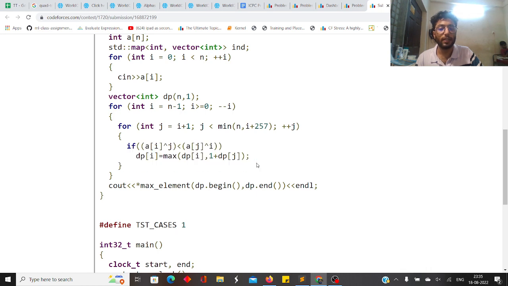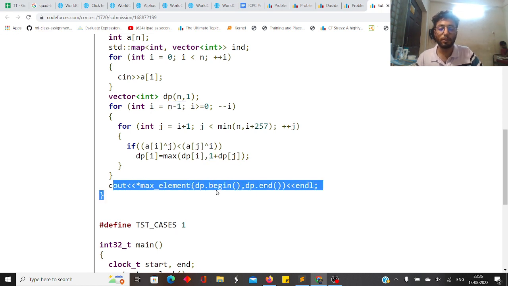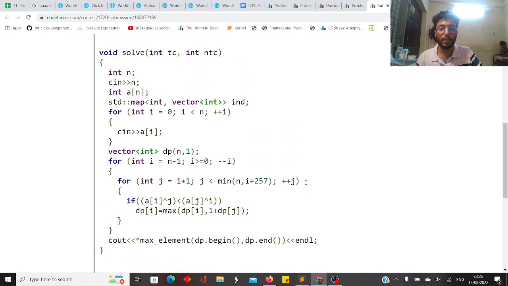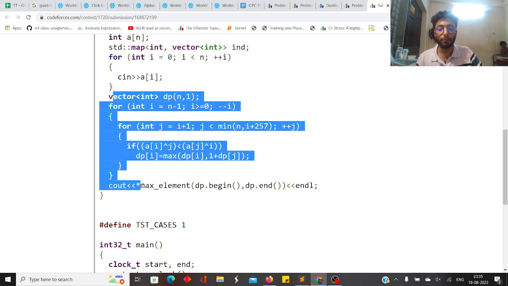So in all the cases, I take my dp[i] equal to the maximum of dp[i] comma 1 plus dp[j]. dp[j] corresponds to the length of the subsequence starting from array element j, and I extend it by the ith element. So this becomes 1 plus dp[j], and then I output the maximum element present in my dp array itself, because I can start at any element that I want, and I take the subsequence of maximum length. So the answer would be the maximum value contained in my dp vector.